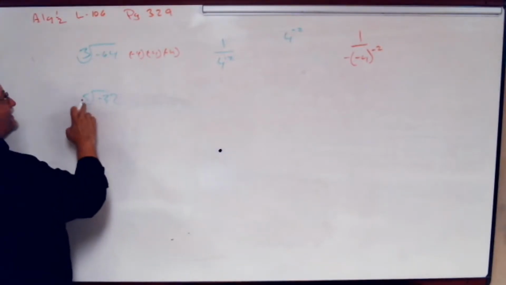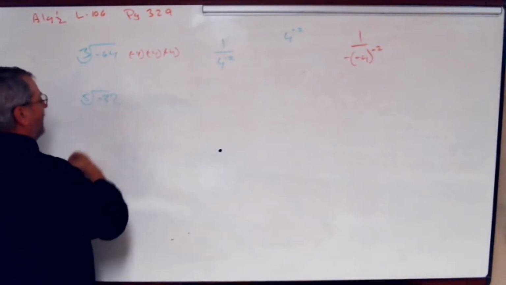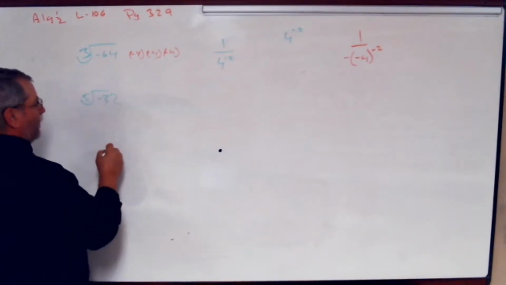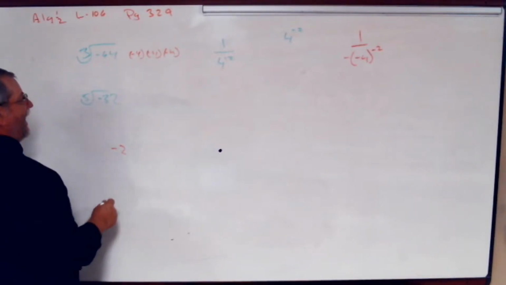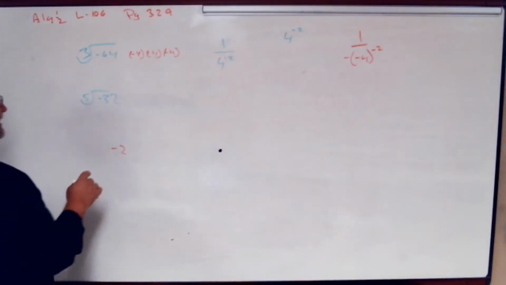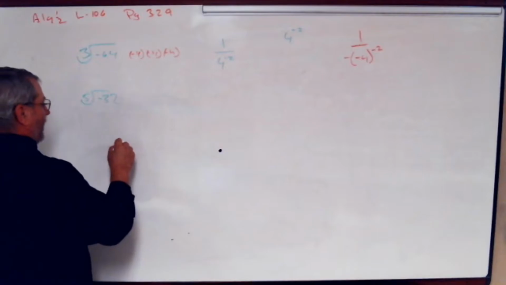All right? This one here is what number times itself 5 times is negative 32. Well, the 5th root of 32 is 2. So if I have negative 2 and I multiply it times itself 5 times, I will get negative 32 because there's a negative number.